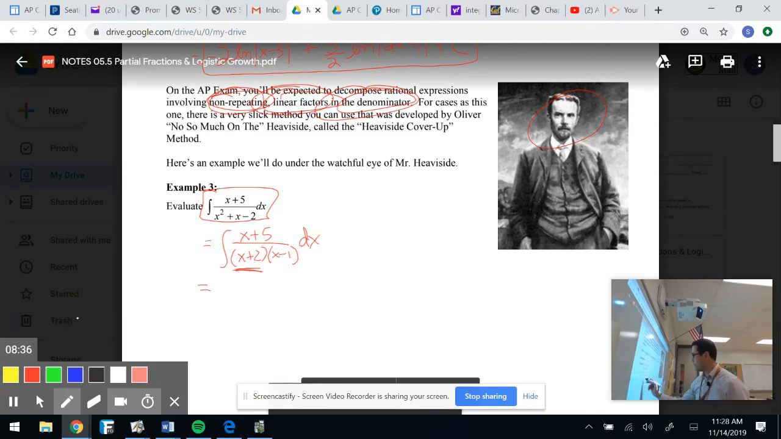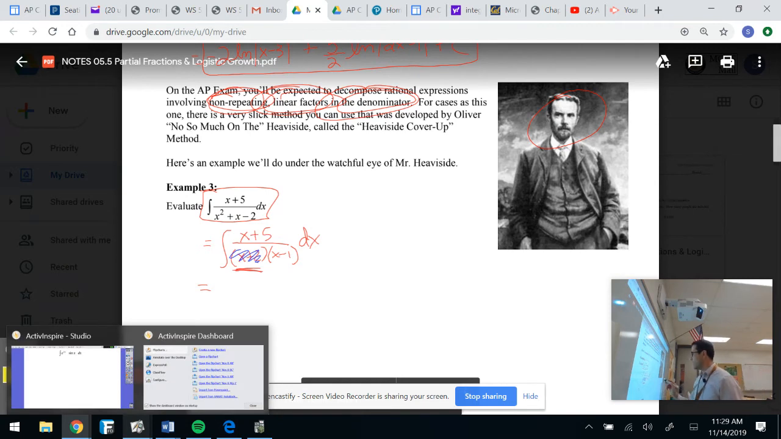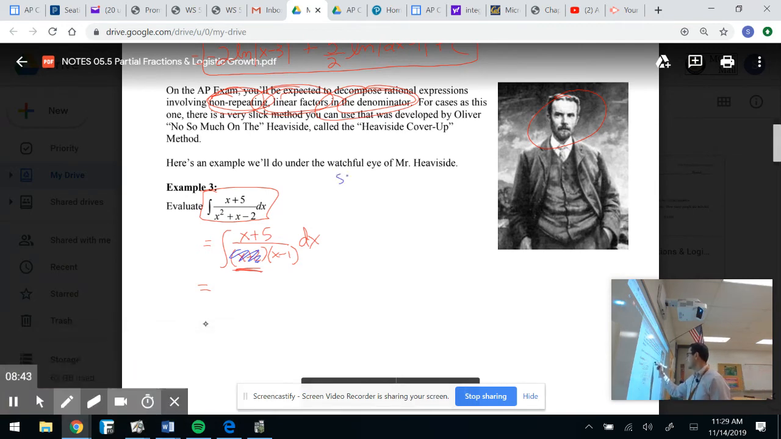So I'm going to do this. Let's cover up that. Okay. And now you put a negative 2 everywhere else. And what do you get? Well, if I put a negative 2, do a little side work here. If I put a negative 2 everywhere else, I'm going to get a negative 2 plus 5 over a negative 2 minus 1, which gives me, what's that give me? That gives me a 3 over a negative 3, which is a negative 1.